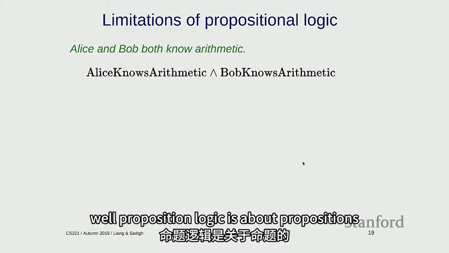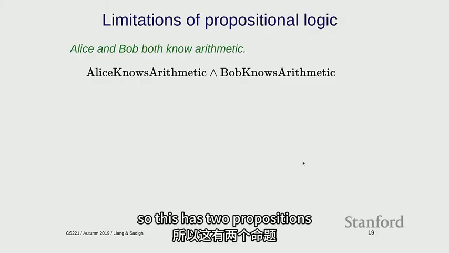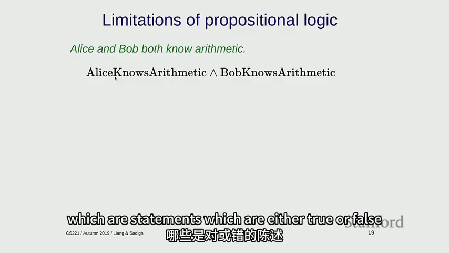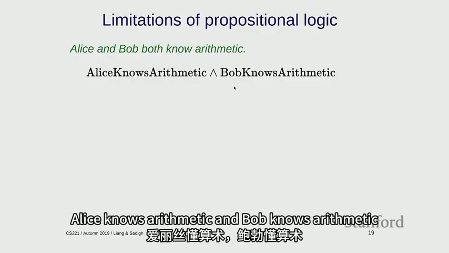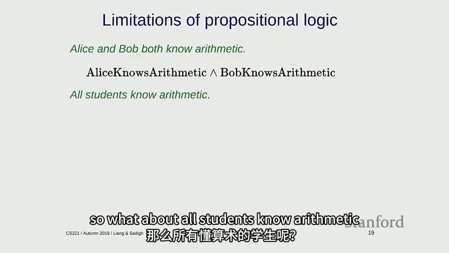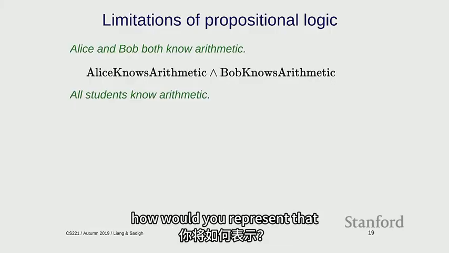Well, propositional logic is about propositions. So this has two propositions, which are statements that are either true or false: Alice knows arithmetic and Bob knows arithmetic. Okay, fine. So what about all students know arithmetic? How would you represent that?